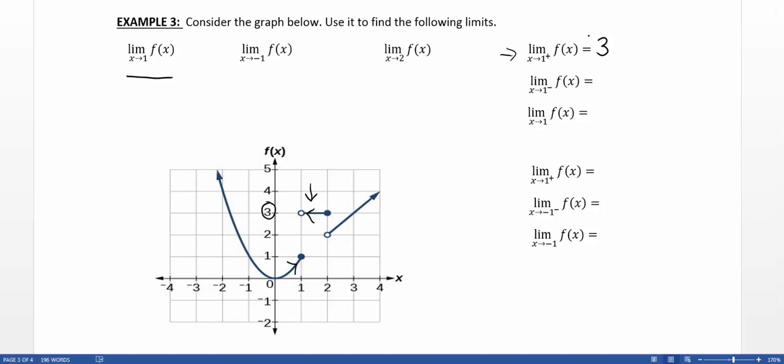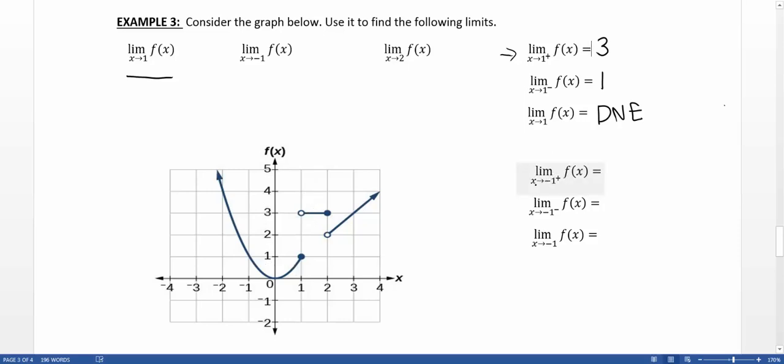Now, when we consider what happens as we approach 1 from the left, we're on this sort of U-shaped function. So here as we approach 1 from the left, we're approaching a y value of 1. So here, the limit from the right exists, the limit from the left exists, but they're different, which means that the limit itself, the limit as x goes to 1 of f of x, does not exist because it's different when you approach it from the left and the right.